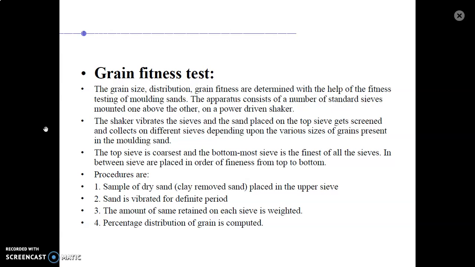Now the grain fineness test. This is also one parameter which is used for determining the molding sand strength. The grain size, distribution and grain fineness are determined with the help of the fineness testing of molding sand. The apparatus consists of a number of standard sieves mounted one above the other on a powder ribbon shaker. Here we are actually using the mesh to find out the grain size.